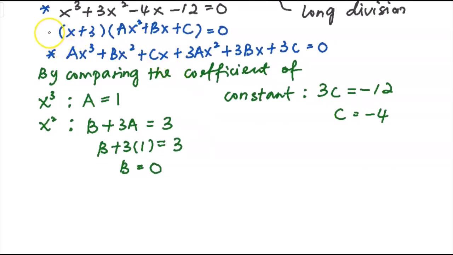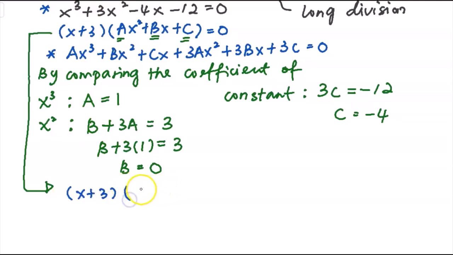Let's substitute inside here. Substitute the a, b, and c inside the factor form. So I have my x plus 3 multiplied by, a will be substituted as 1, so you will have x squared. And b is 0, so 0 multiplied by x is basically 0. And plus c, c is negative 4. Meaning that from the given equation over here, after you factorize, you will have this form.